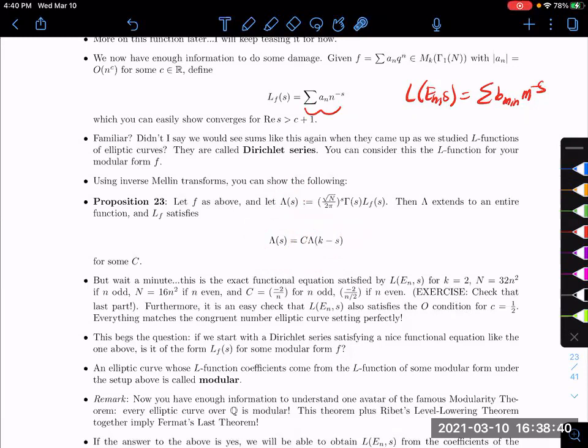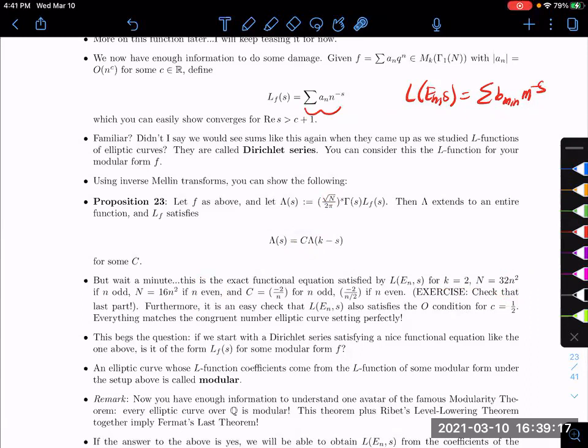If you go back through the notes, though, and you look at everything I said about L functions of elliptic curves, you discover the following. This is the exact same functional equation satisfied by the L functions of my congruent number elliptic curves, with k equal to 2, capital N here equal to 32 little n squared if little n is odd, and 16 little n squared if little n is even. And then C was either 1 or negative 1, depending on whether or not n was 1, 2, 3, or 5, 6, 7 mod 8.